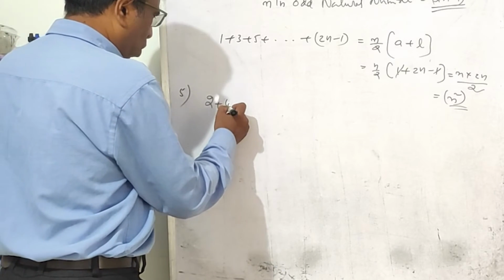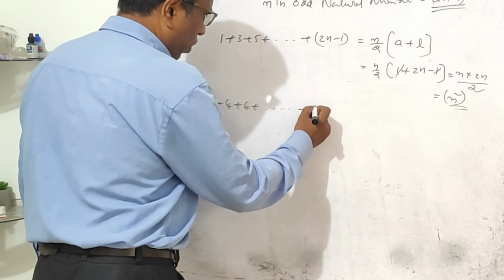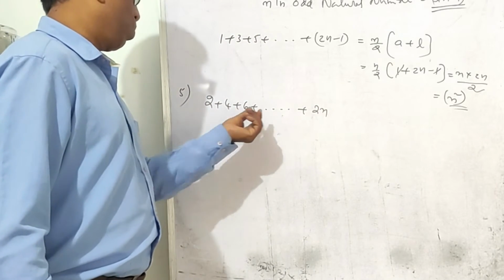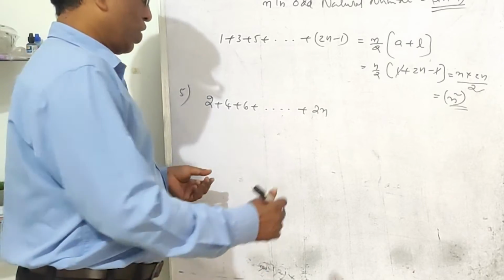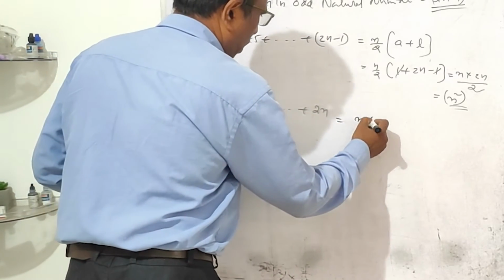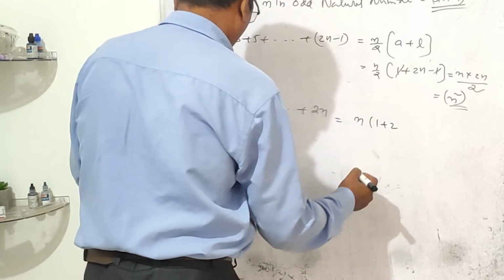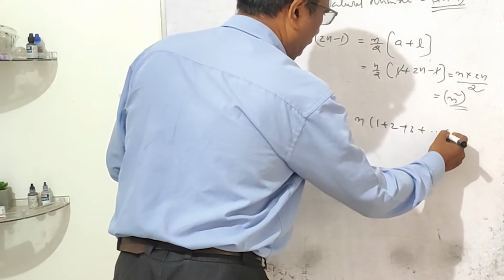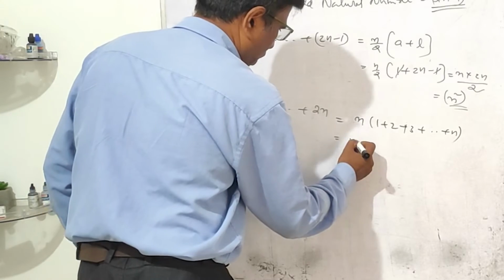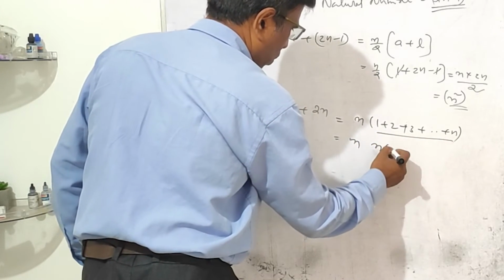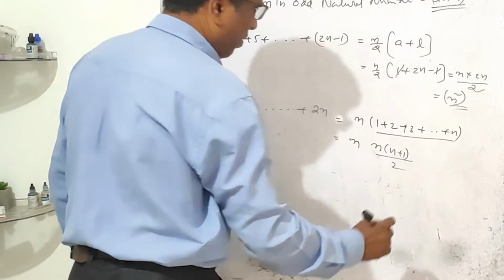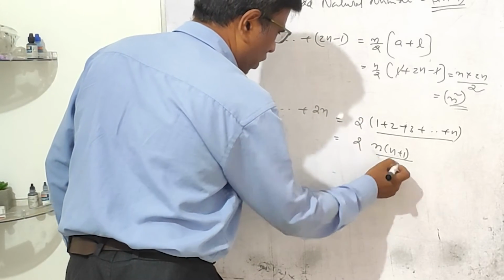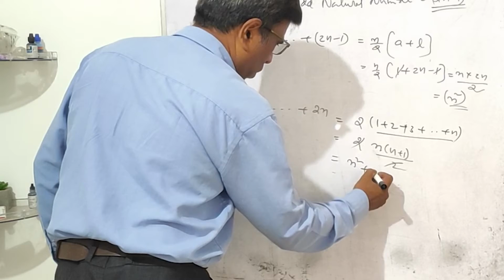Suppose 2, 4, 6 and so on up to 2n. When n is 1, 2 is the first even natural number; when n is 2, 4 is the second even natural number. So we can take 2 outside, leaving 1, 2, 3 and so on up to n. This sum, we already know, is n into n plus 1 by 2. With the 2 taken outside, the 2 cancels, so that is n square plus n.